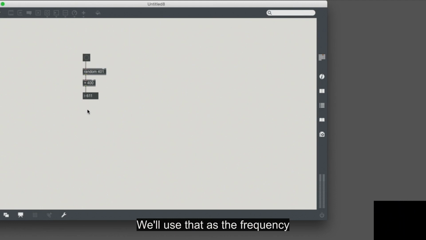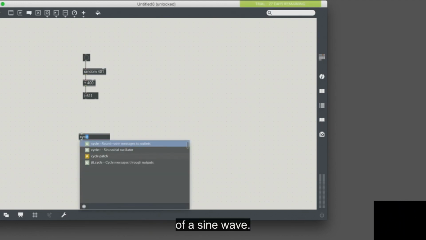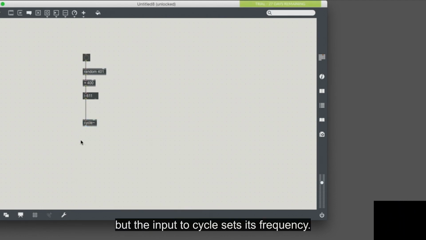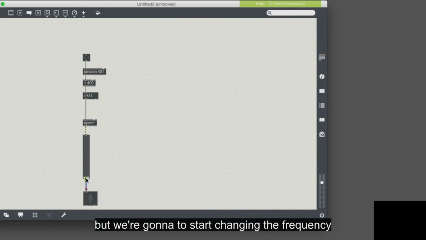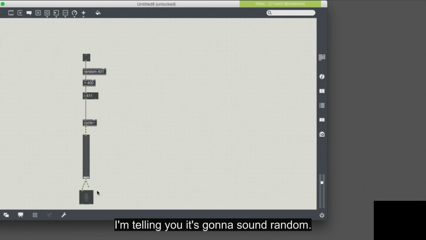So we'll use that as the frequency of a sine wave. I don't think I've mentioned yet, but the input to cycle sets its frequency. I think we've been using strictly constant frequency sine waves all this time, but we're going to start changing the frequency of this one sine wave here, and it's going to sound random. I'm telling you, it's going to sound random.